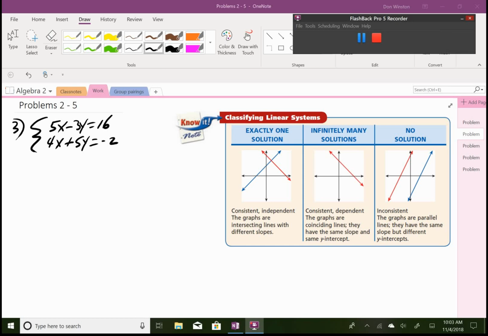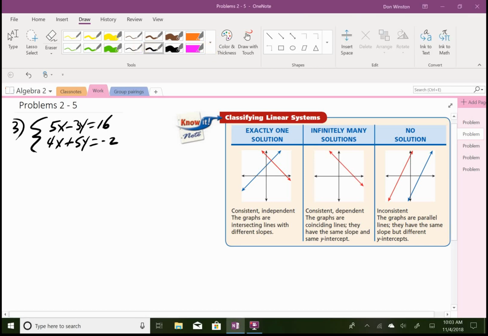Okay, the third problem, again, is a problem involving finding the solution to a system of equations. This problem, however, is going to lend itself very nicely to using the elimination method. Remember, with the elimination method, if both equations are in the standard form ax plus by equals c, then the elimination method is going to be much easier.